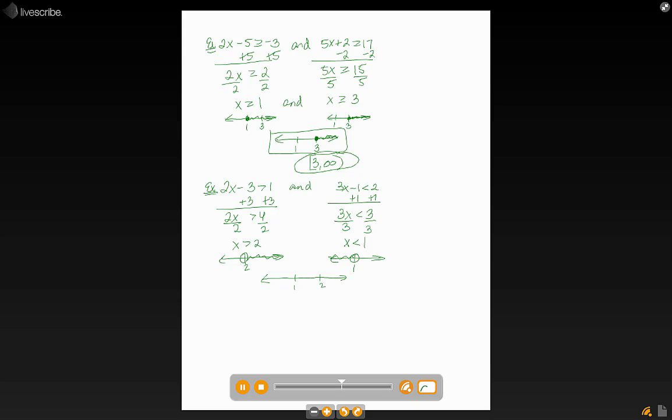The part in the middle, did it get shaded? No. So what got shaded twice? Nothing. So what's the answer? Is it no solution? No solution. Yay.